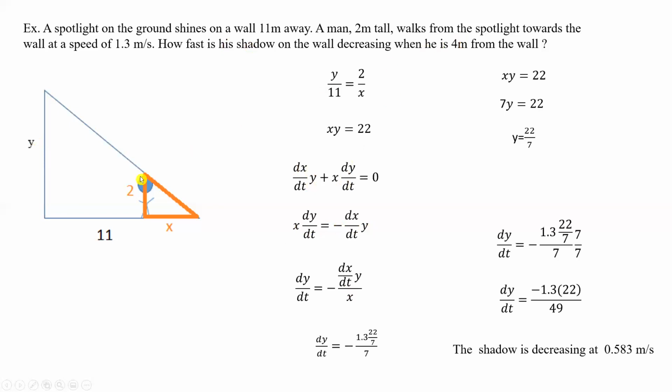We found x by doing some work here. 4 meters from the wall, total distance 11, that would make x 7. And if x is 7, y is 22 over 7. We put those numbers in, and the 1.3 came from the speed of the person walking, and that would be how fast that distance is increasing. Cleaned up the fraction by multiplying by 7 over 7. And then because we have decimals as part of fractions, we just went to a decimal answer.